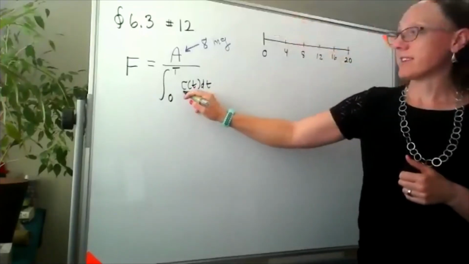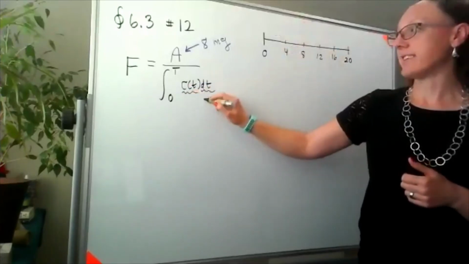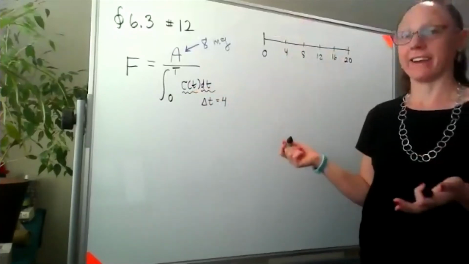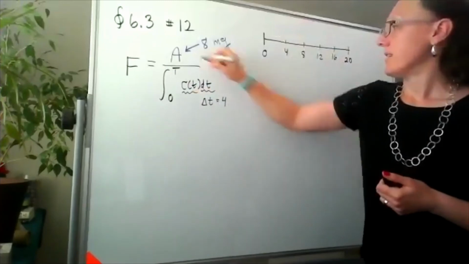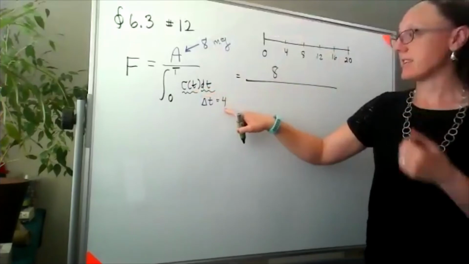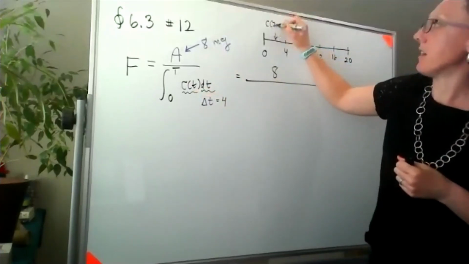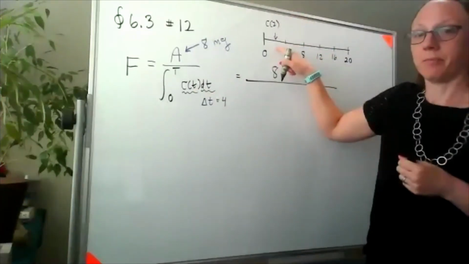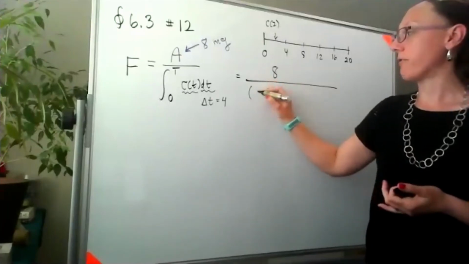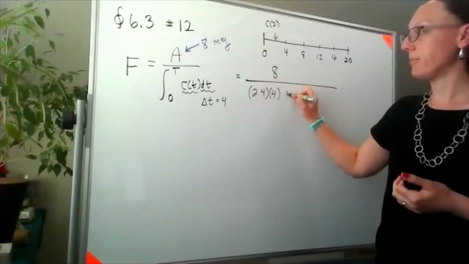Now, that c of t, we're going to estimate this using the chart, and that dt will be our delta t, which is going to be that 4 seconds. So our numerator is 8, and in our denominator, that delta t of 4, I would take the value of c from the midpoint of that region. And based on the data, c of 2 is 2.4. So my first piece down here would be 2.4 times my delta t.